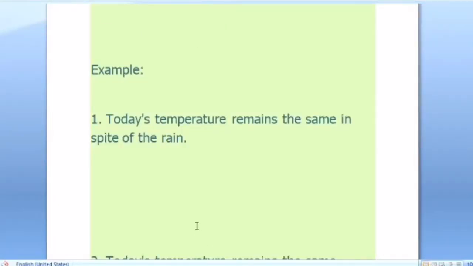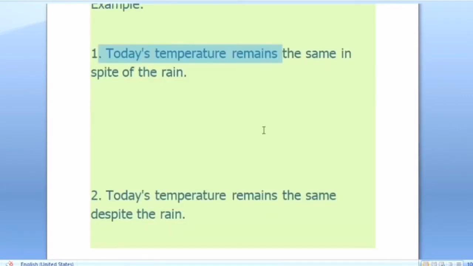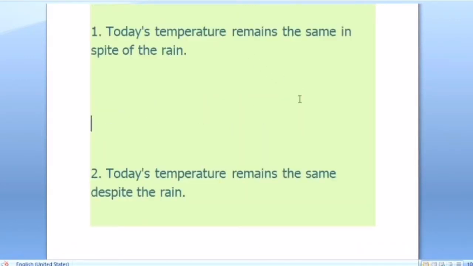Let's take this example. Today's temperature remains the same in spite of the rain. Now, this sentence is saying that even though it's raining, today's temperature remains the same. Now we'll try to replace in spite of with despite. Today's temperature remains the same despite the rain. So still, this sentence is saying that even though it's raining, today's temperature remains the same. So replacing one with the other doesn't affect or change the thought of a sentence.